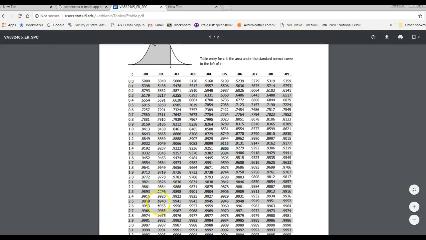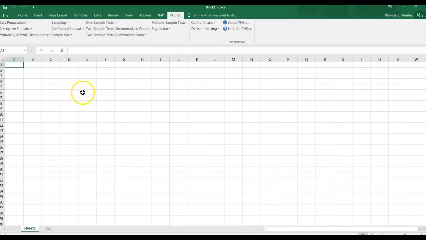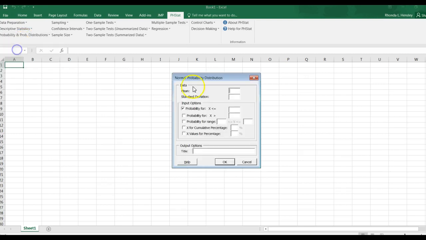That's pretty easy. The second thing, you want to know how to use PHStat in Excel, which is kind of painless. You don't have to do any calculations, and you don't have to look at any tables if you use PHStat. So I've opened up Excel with PHStat, and you'll see it's up here at the top. Click on PHStat, and just go under probability and probability distributions, the same place you went for your binomial and Poisson last week, which were your discrete distributions, and you look under normal distribution.